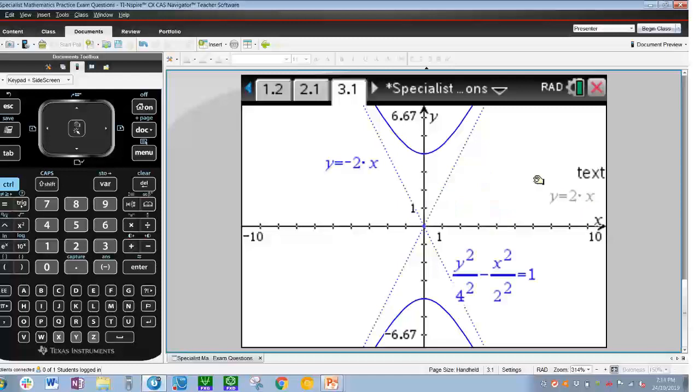And what you might notice is that the calculator has now given us the actual equations of the asymptotes. So one of the asymptotes, with the positive gradient, is y equals 2x. The other asymptote, which has a negative gradient, is y equals negative 2x.